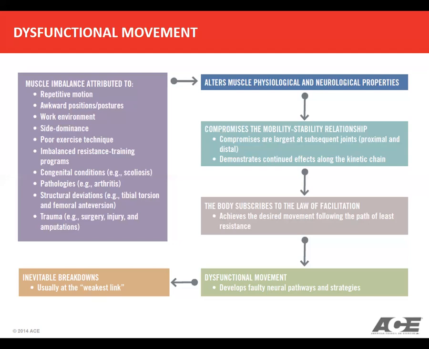Work environment, you may or may not be able to have any control over that. Side dominance, you have no control over that. Poor exercise technique, we have control over that. Imbalanced resistance training programs, a good trainer can help you with that one. Congenital conditions, you can't fix some of those, right? Or actually most of them, to be honest. Pathologies, maybe we might have some influence on some of that, depending on what it is. Structural deviations, sometimes having better posture and movements may help some with that. Trauma, again, you've got to deal with those things, and sometimes things will improve, sometimes they won't, right?